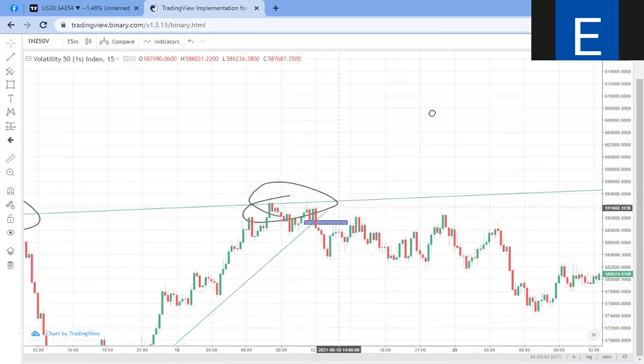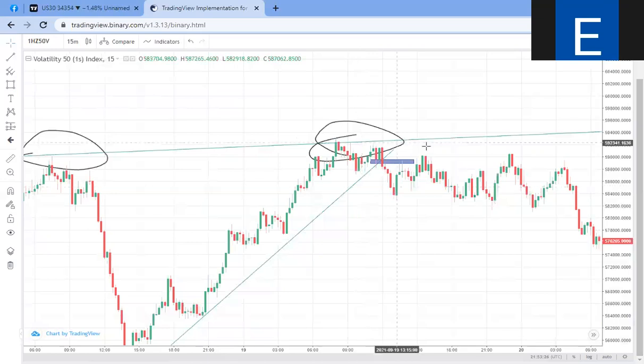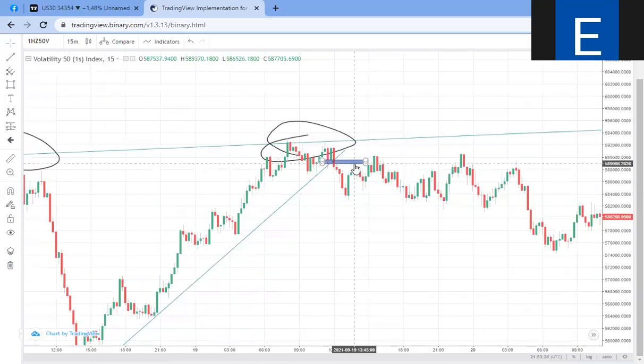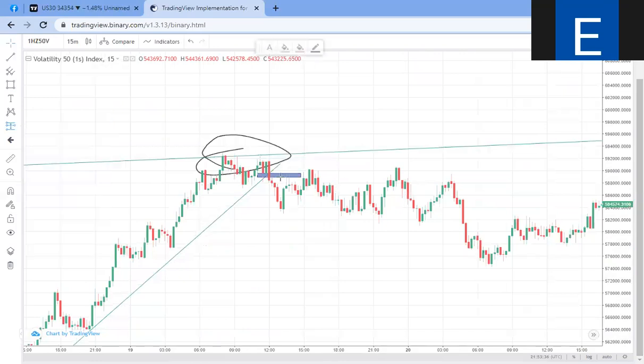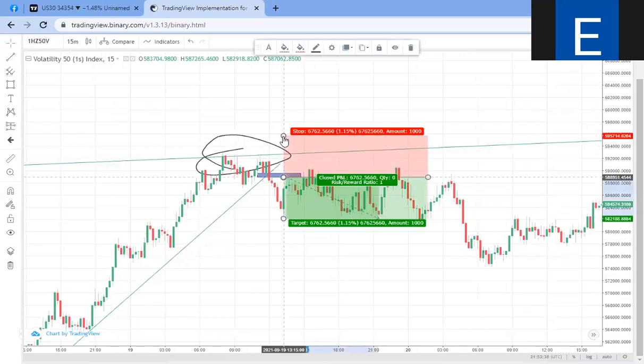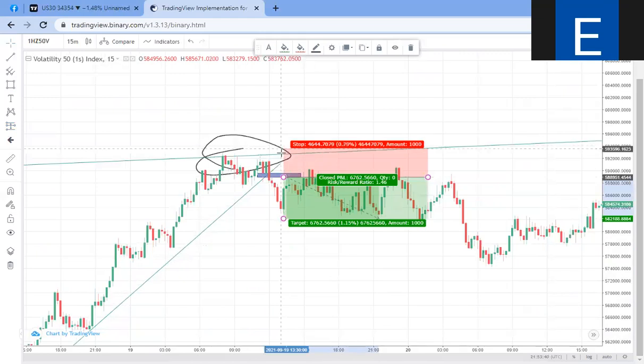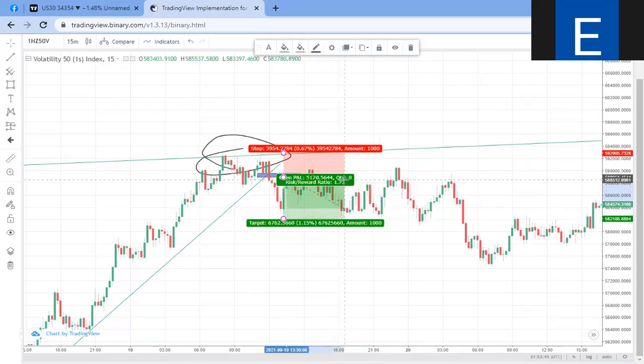I'm not going to go down to the 5 minutes, because if I go down there, these lines may likely disappear. So on the 5 minutes, I saw a nice entry. I took my sell immediately, around somewhere there. I placed my stop loss above that high. You can see, I placed my stop loss above that high.